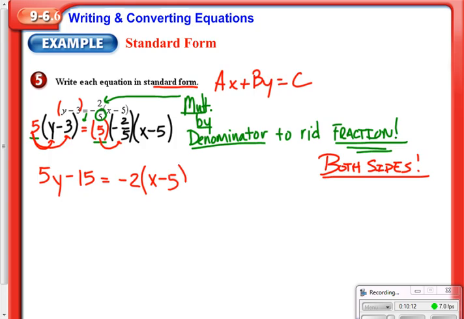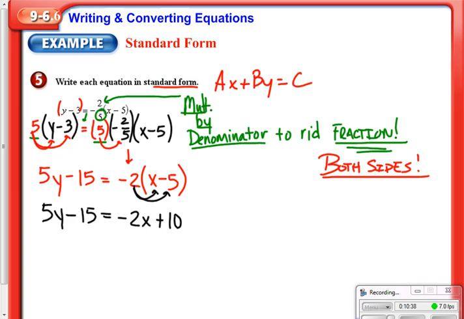So really, essentially, you are multiplying 5 into everything because you're taking 5 times negative 2/5 to get -2, and then -2 is going to multiply into x minus 5. So I'll drop everything down again. 5y minus 15 equals negative 2 times x is negative 2x, and negative 2 times negative 5 is a positive 10. Okay, done all that work, still not finished.